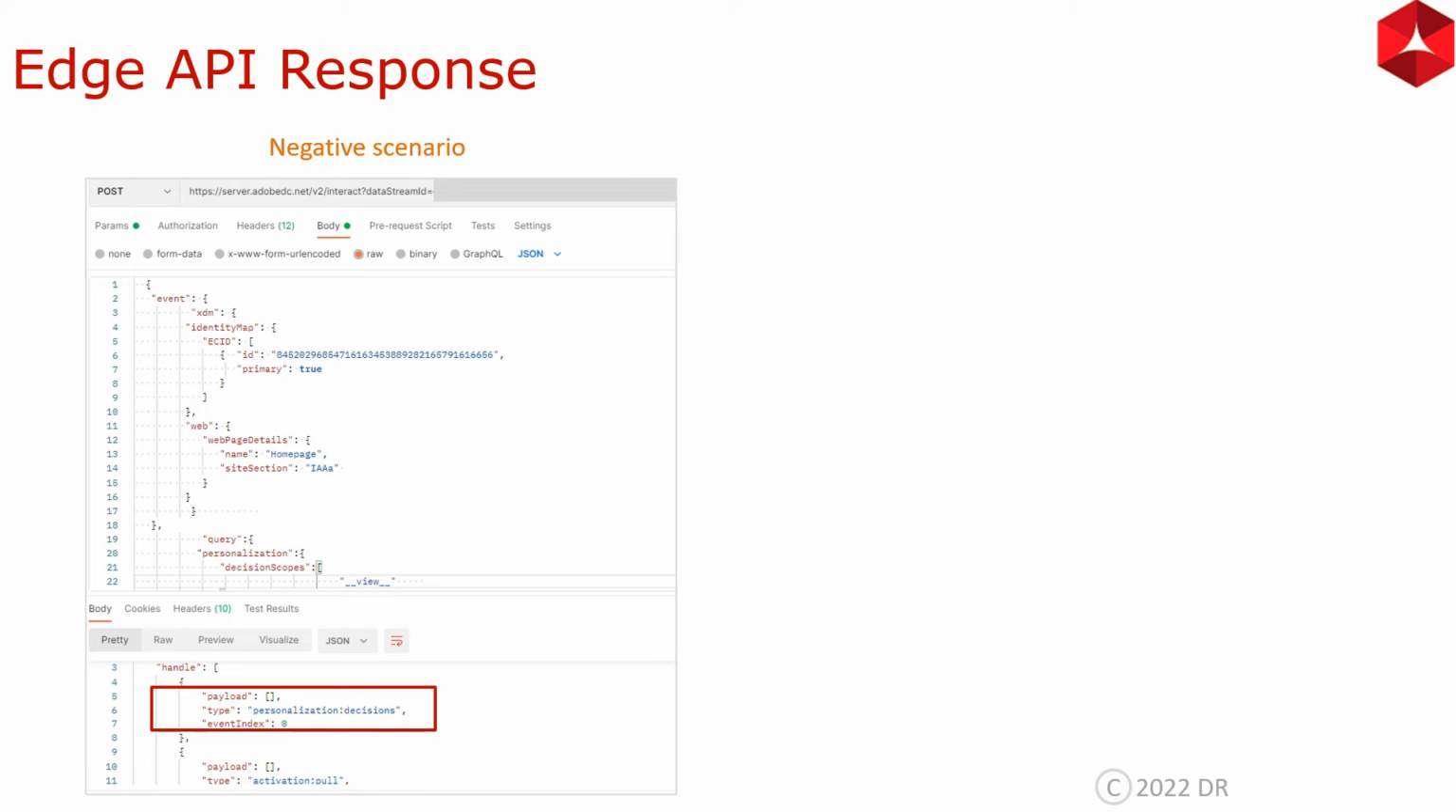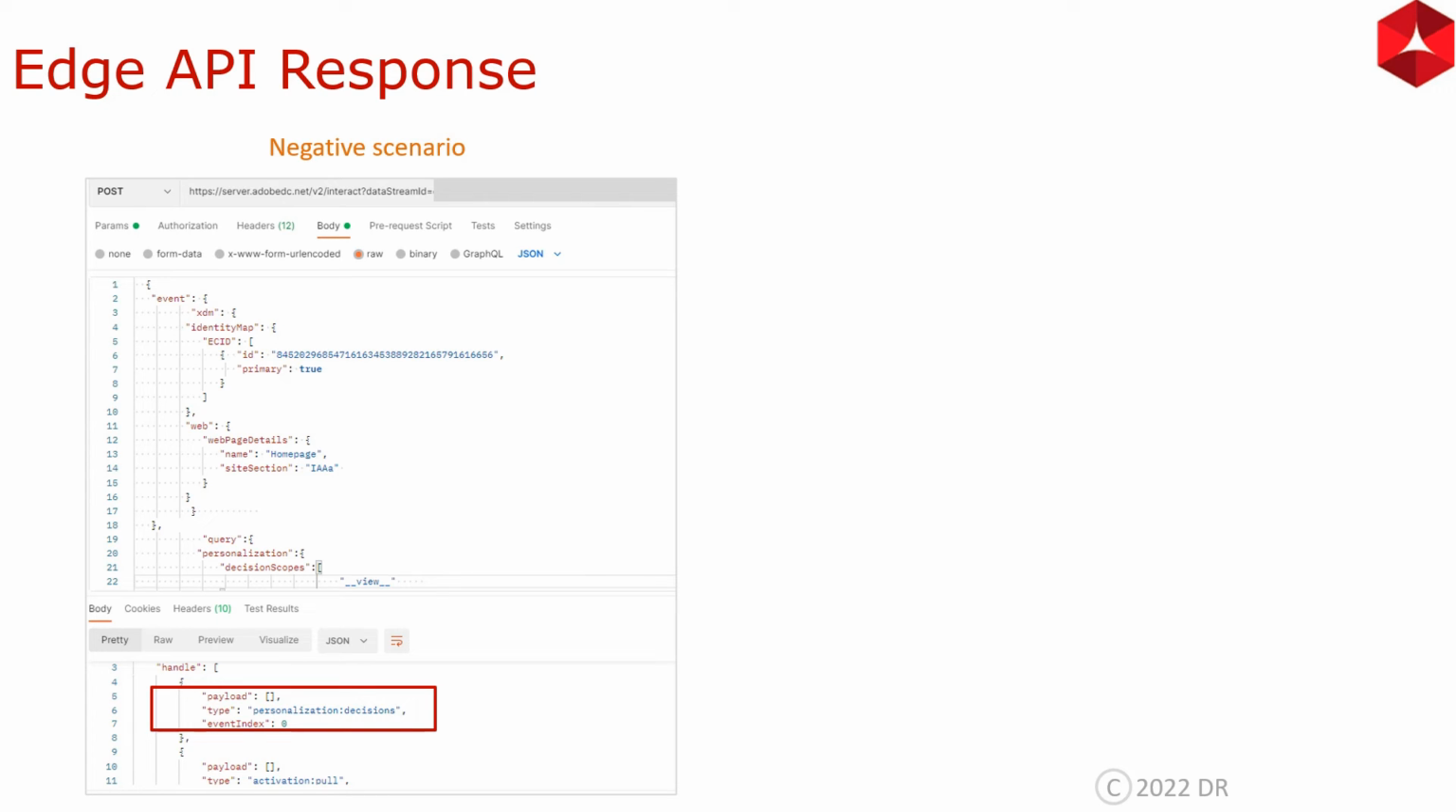So we saw the request. Now let's look at a negative scenario, right? We said that if we do not pass the value, or say if we pass a wrong value, as you can see here, the site section value has a small a at the end of the string, right? Which was not there in our audience definition. So now you can see that the payload is an empty array. That's the response of the request.